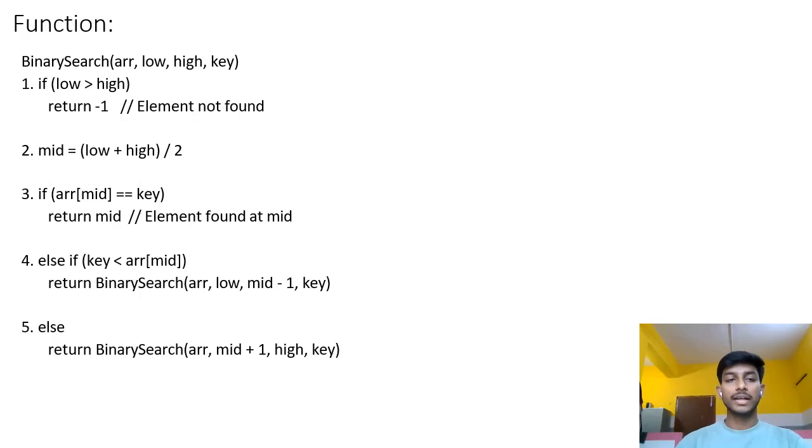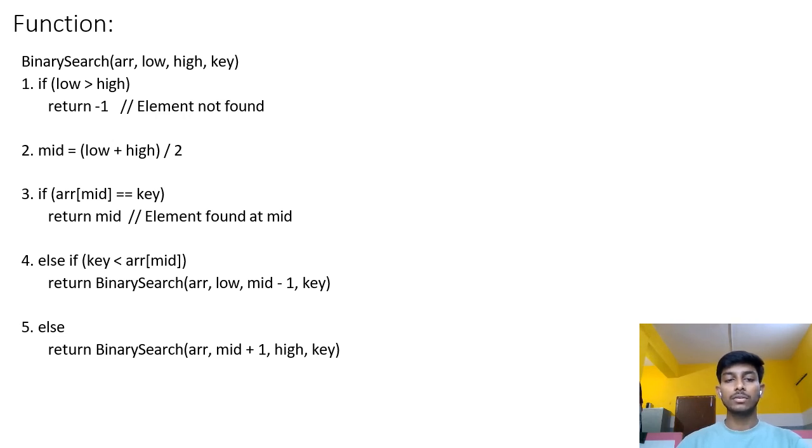The function takes the parameters of binary search: array, low index, high index, and key value. If the low value is greater than the high value, return -1, which indicates that the element is not found or not present in the array. Then calculate the mid value as (low + high) / 2. If the mid value is equal to the key value or target value, return the index of the mid value.